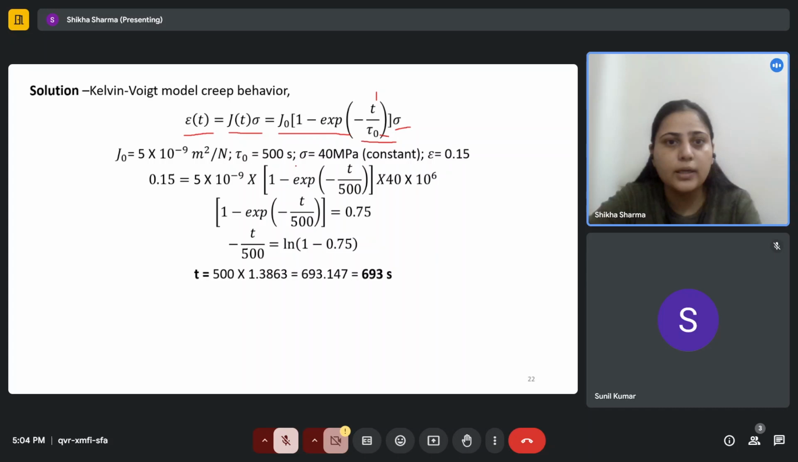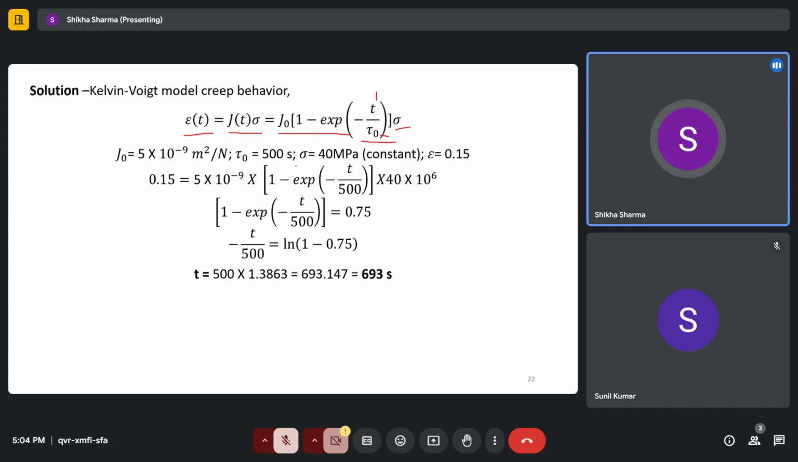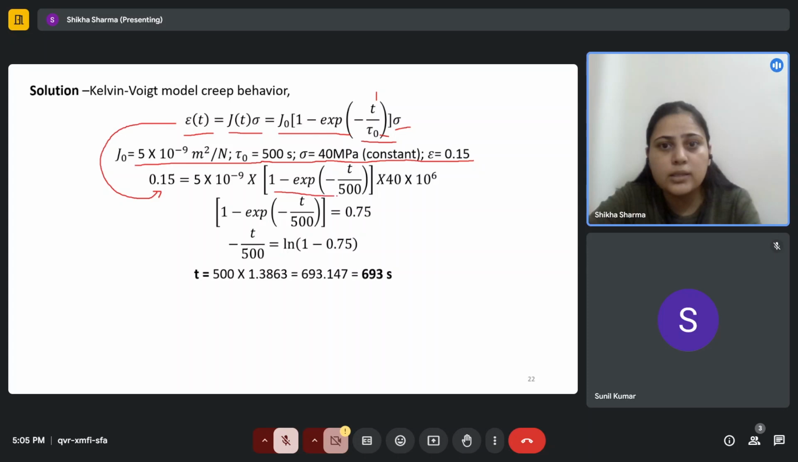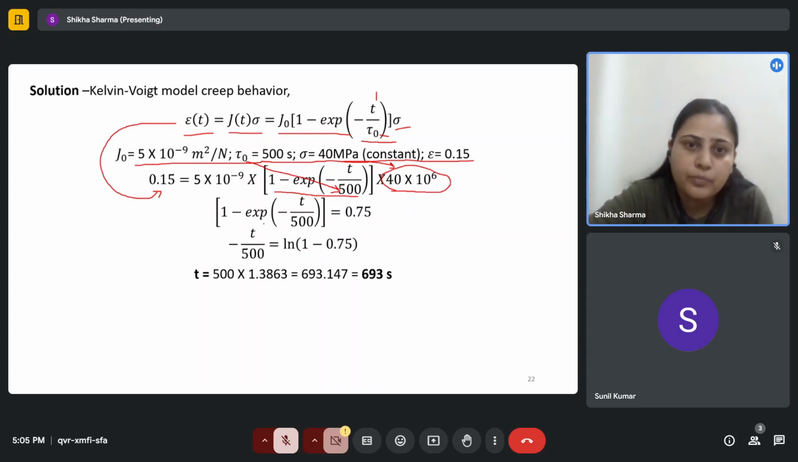So the strain, 0.15 here, equals the J naught value, which is the creep compliance at initial time, 5 into 10 to the power minus 9, multiplied by 1 minus exponential minus t, at any time t we need to calculate, divided by 500, which is the tau naught value, the stress relaxation time, multiplied by the stress value, which is the sigma value, 40 megapascal, which is 40 into 10 to the power 6 pascal. So we have taken this value.